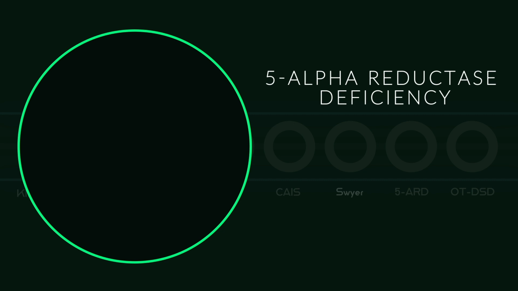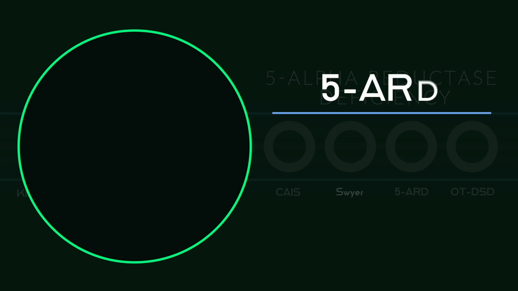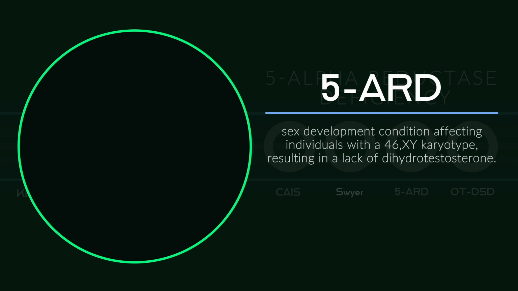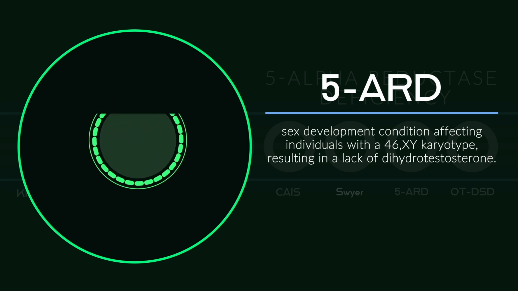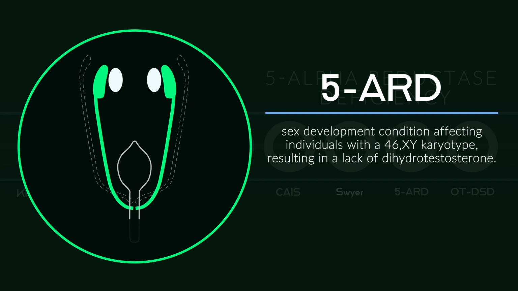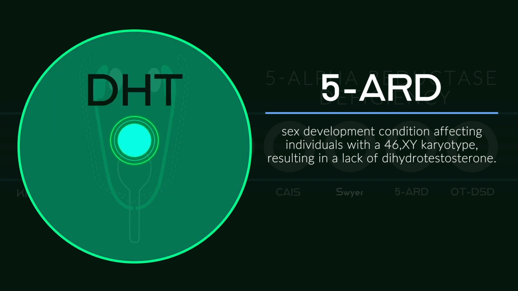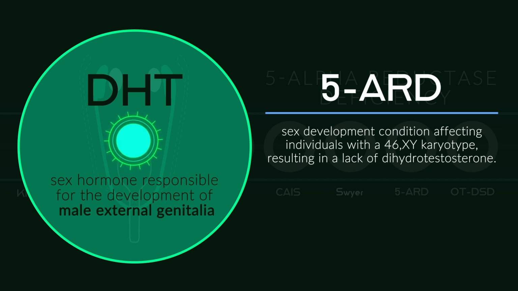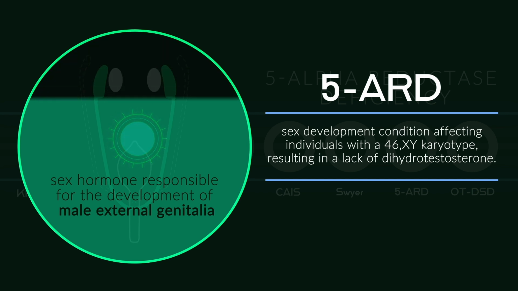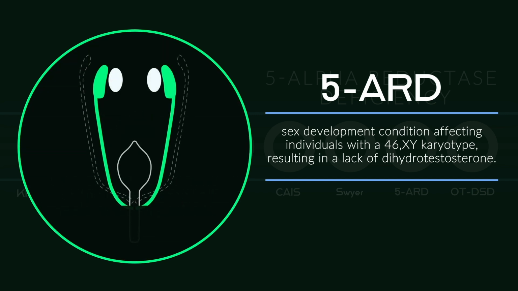5-alpha reductase deficiency, also known as 5-ARD, is a sex development condition which affects individuals with a 46XY karyotype. Those with 5-ARD develop internal testes and a Wolffian structure. But a lack of dihydrotestosterone, DHT, the sex hormone solely responsible for the development of male external genitalia in the womb, causes the fetus to develop external genitalia that looks female typical.